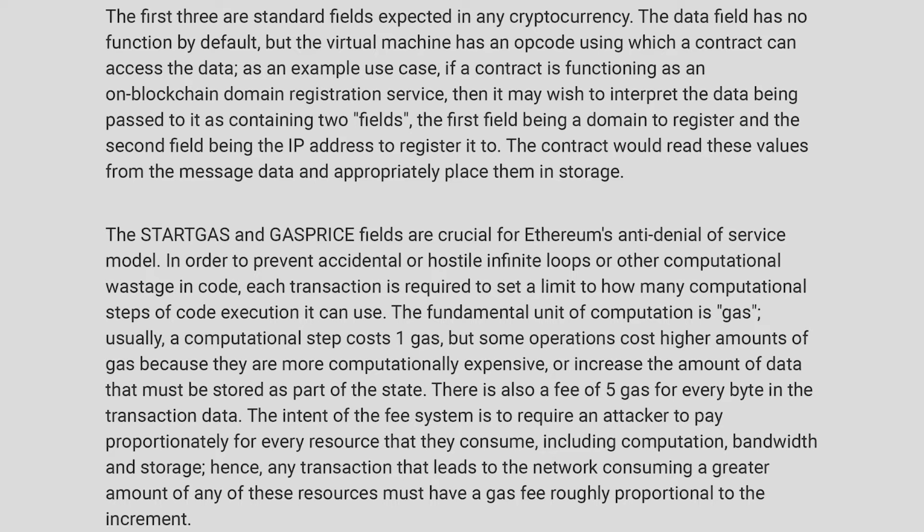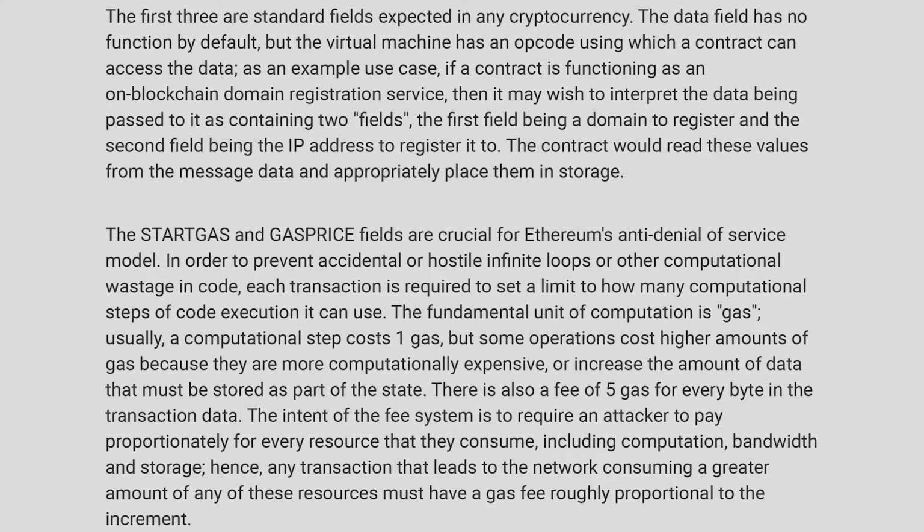The data field has no function by default, but the virtual machine has an opcode using which a contract can access the data. As an example use case, if a contract is functioning as an on-blockchain domain registration service, then it may wish to interpret the data being passed to it as containing 2 fields. The first field being a domain to register and the second field being the IP address to register it to. The contract would read these values from the message data and appropriately place them in storage. The start gas and gas price fields are crucial for Ethereum's anti-denial of service model.